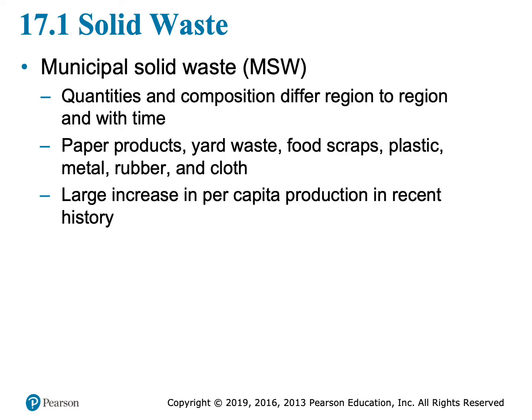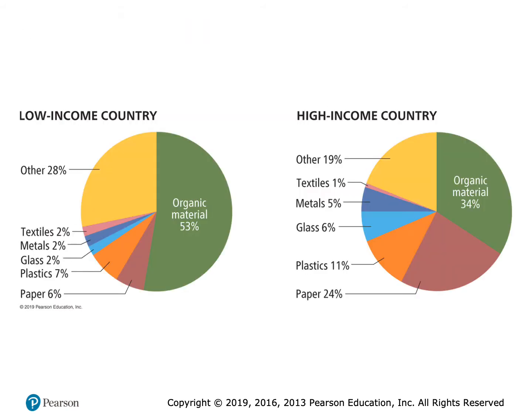So this takes us to the first part of our notes. Municipal solid waste refers to materials that are discarded from homes, businesses, and institutions, such as hospitals and universities. The quantities and composition can differ depending on where you are in the world. It can include paper products, yard waste, food scraps, plastic, metal, rubber, and cloth. And there's been a large increase in per capita production of MSW in recent history.